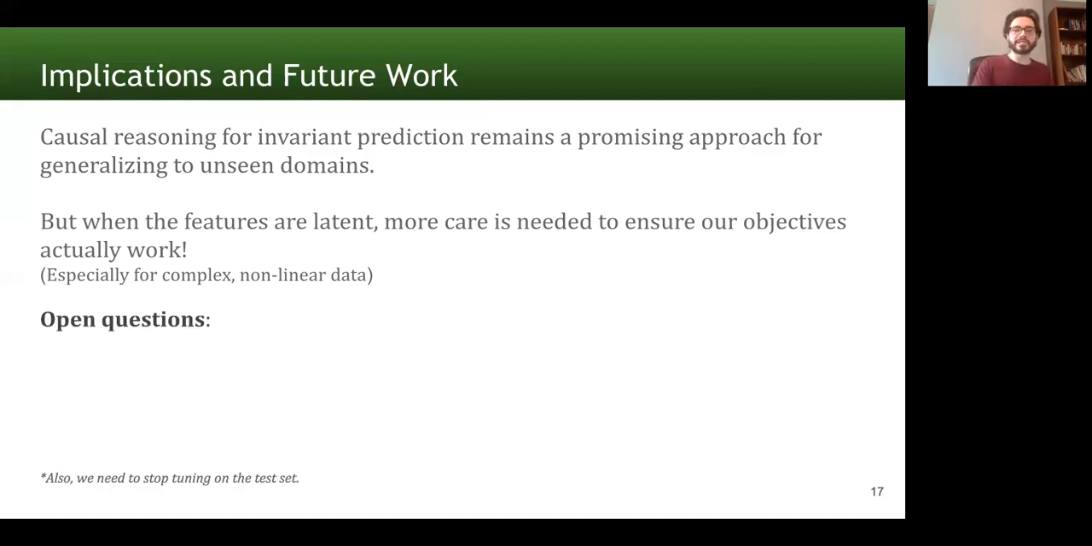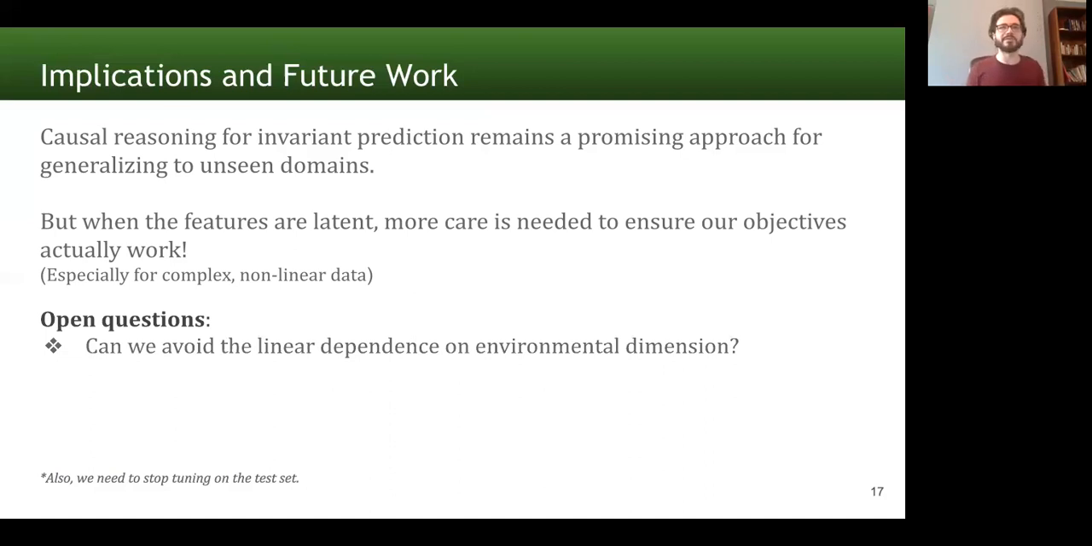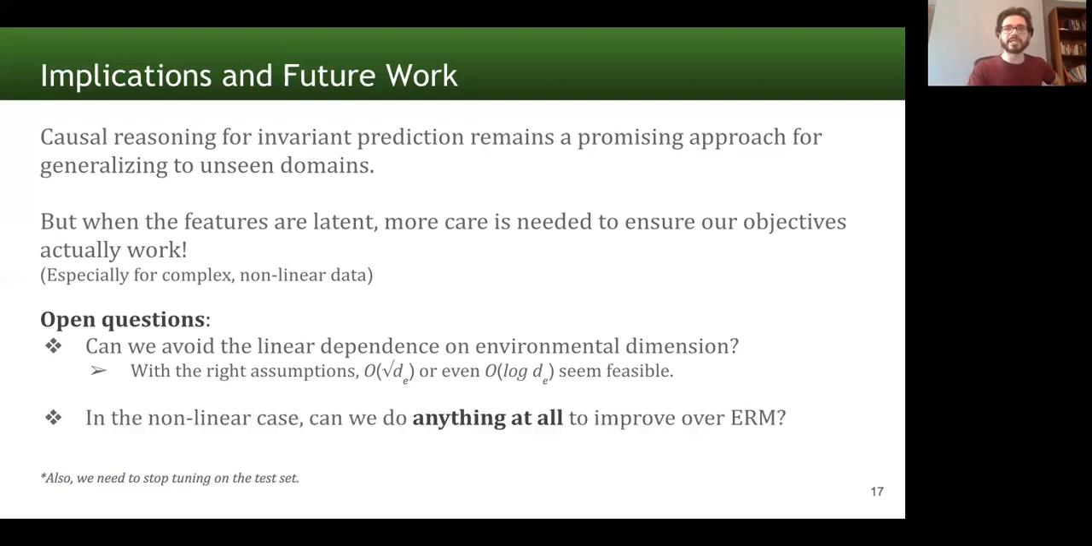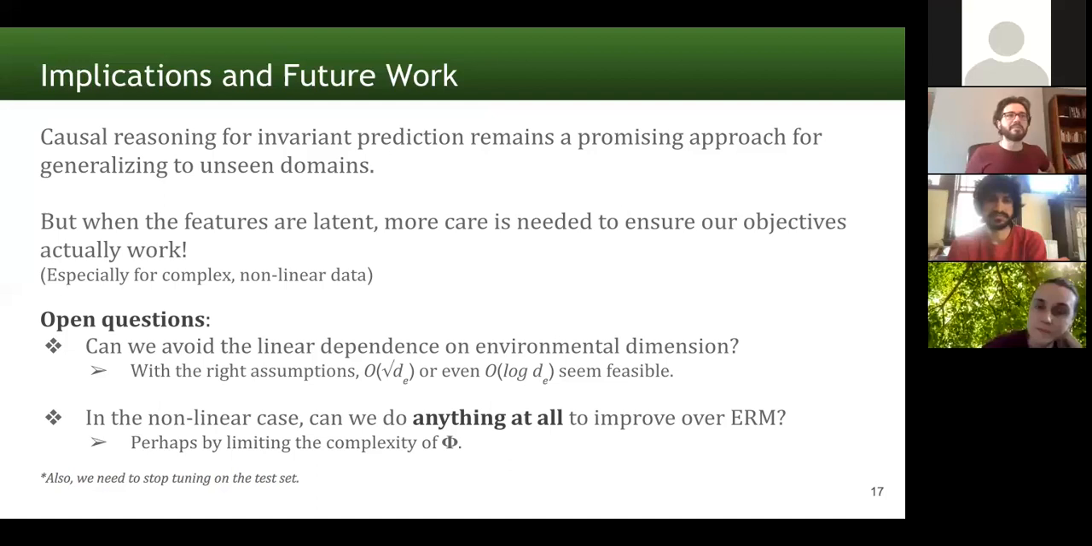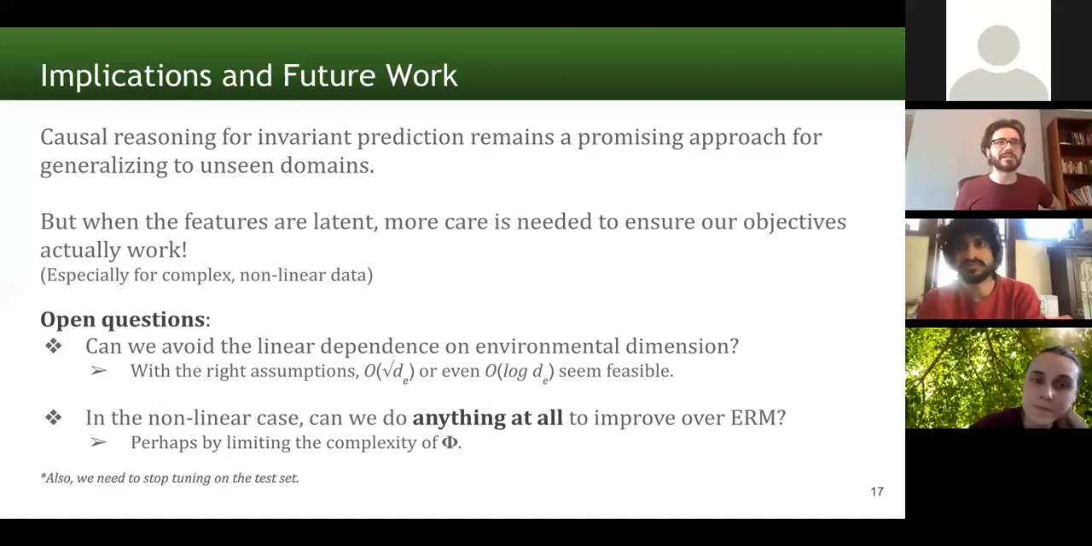So some open questions that remain, as Adi was asking: is there any way to avoid this linear dependence? With the right assumptions, with the right setup, root DE or even log does seem feasible. So this is a very interesting open question. And then in the nonlinear case, where it's a lot more difficult, is there anything at all that we can do to improve over ERM? One promising direction, I think, would be to consider limiting the complexity of phi. That might allow you to show provable guarantees for recovering the correct invariant features.